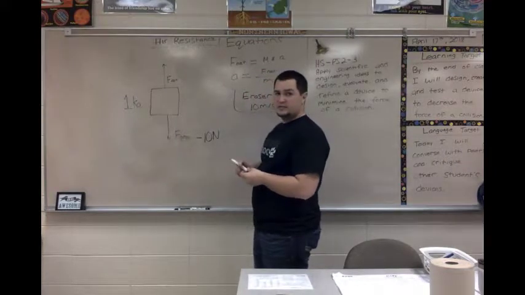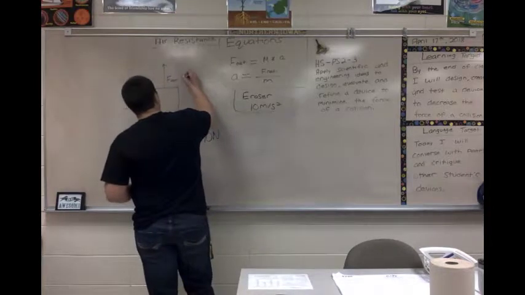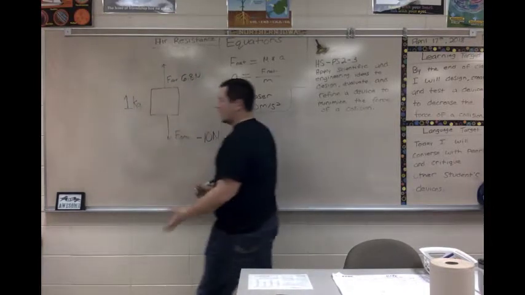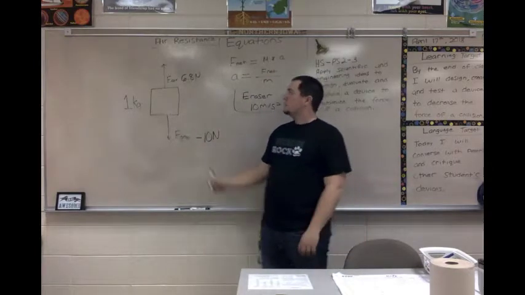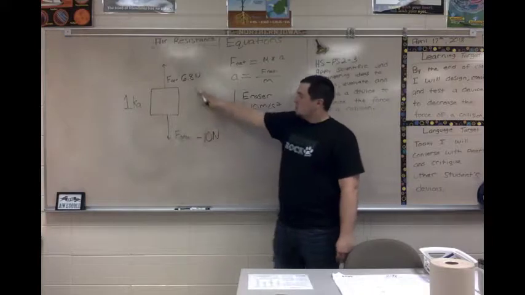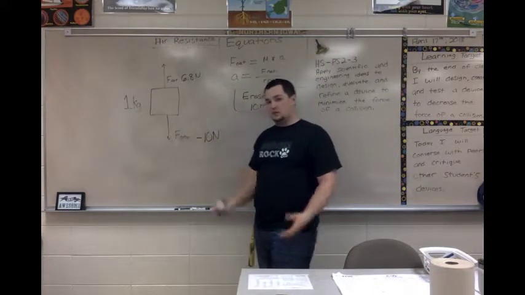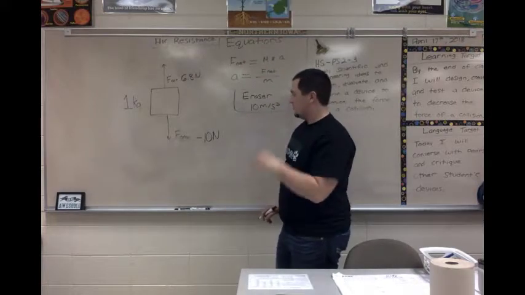Our air resistance in this case is going to be 6.8 newtons. So the force that the air was pushing up on this piece of paper was 6.8 newtons. Gravity is still larger than the air resistance, which is why this paper fell down. It didn't go up, it fell down.